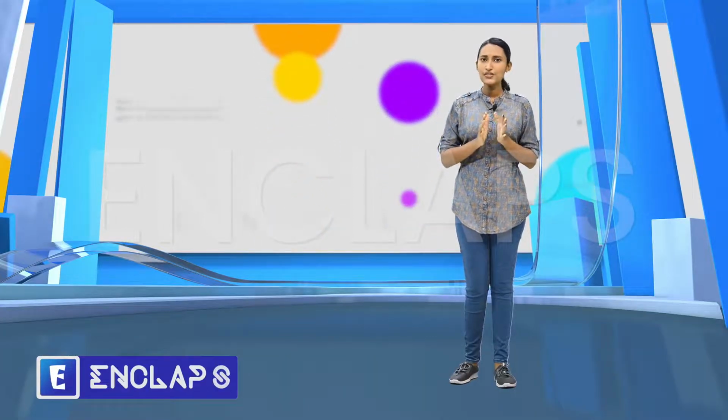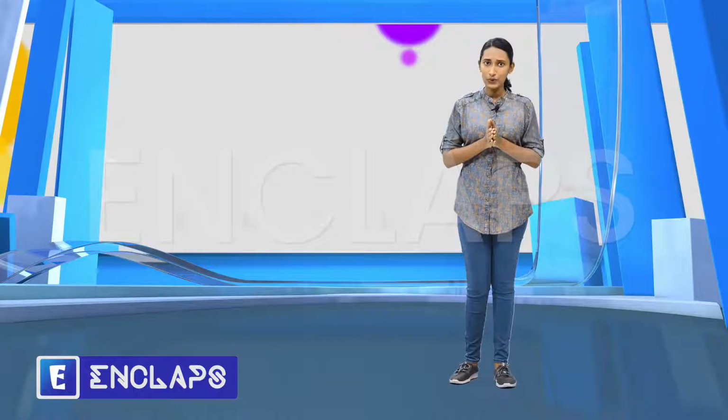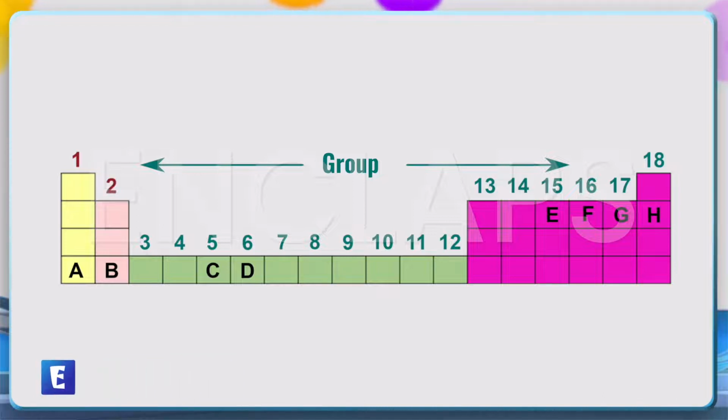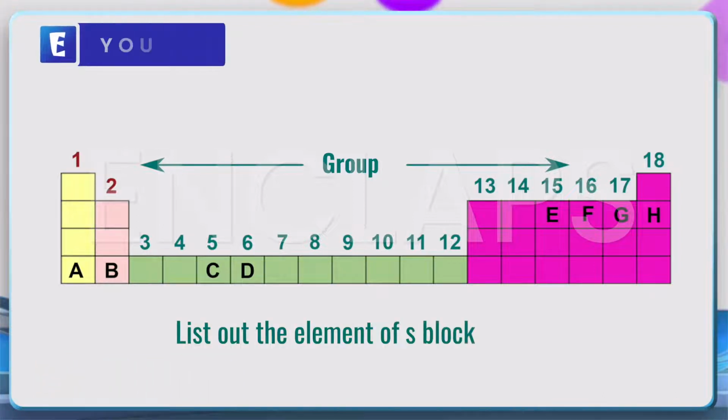Okay? Now, we can do one interesting activity based on all the concepts that we learned now. Look at this picture. Here you can see a model periodic table, right? And here the elements are represented by some alphabets like A, B and so on. Now, on the basis of this model periodic table, I will ask you some questions and you have to find out the answer. Okay? Are you ready? Okay.